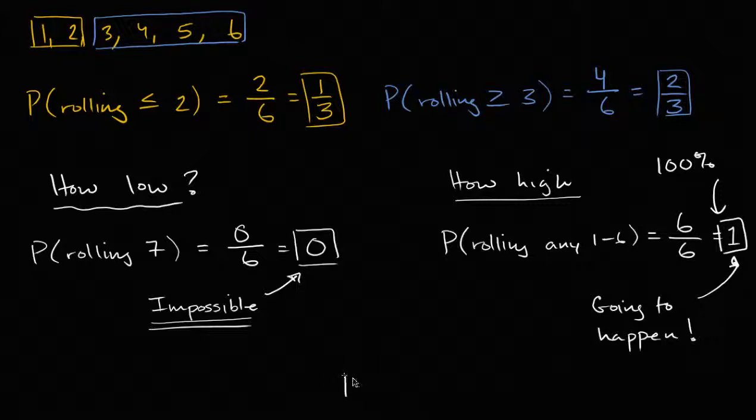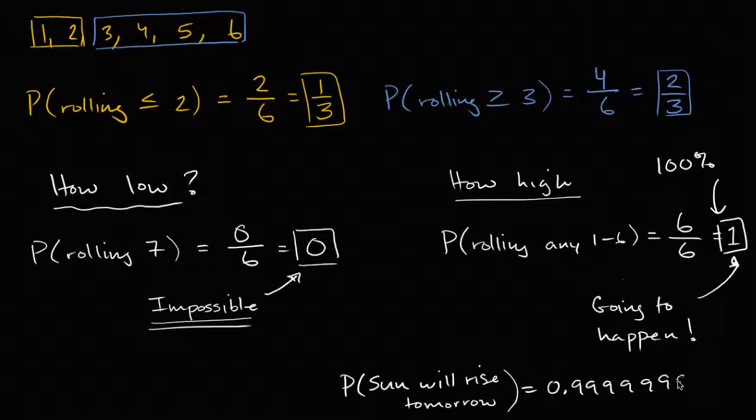If I said the probability that the sun will rise tomorrow, instead of saying 1, I would probably say it's 0.999, and I would throw a lot of 9s over here. I wouldn't say it's 0.9 repeating forever, and actually there's some interesting proofs that 0.9 repeating forever is actually the same thing as 1, which is a little counterintuitive.